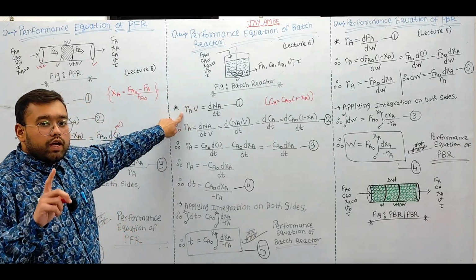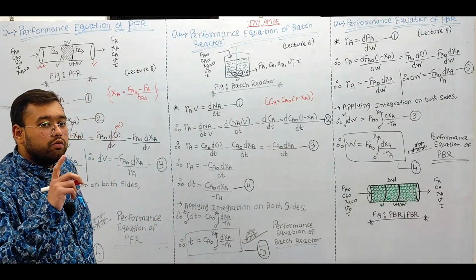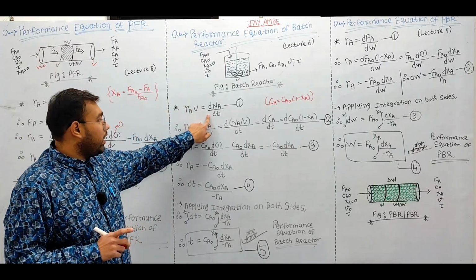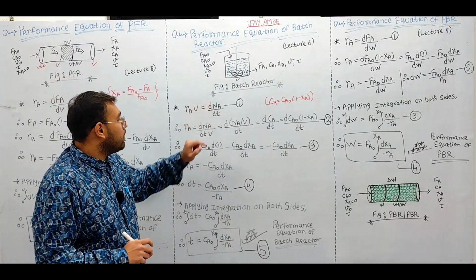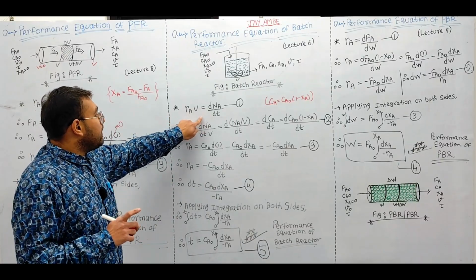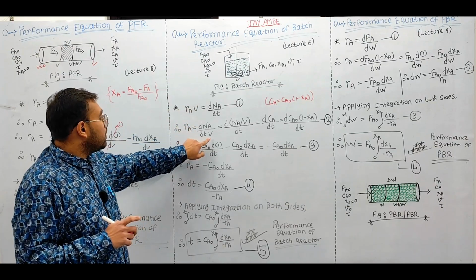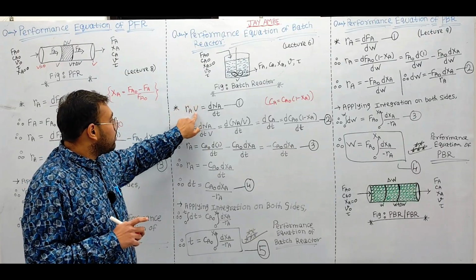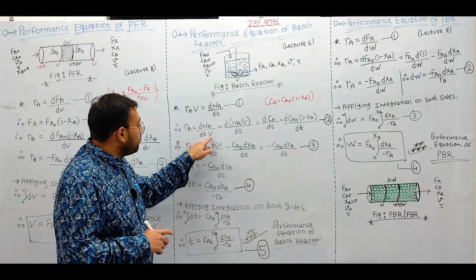So here, first of all, we are writing the mole balance, right? In the case of batch reactor, where the inlet and outlet terms are equal to 0, we remain with the generation term and the accumulation term, right? So first of all, we are writing the mole balance. So Ra into V is equal to dNA by dt. Okay. Now further, from equation 1, we are making Ra the subject. So V will go to the denominator on the right hand side. So Ra is equal to dNA by dt into V.